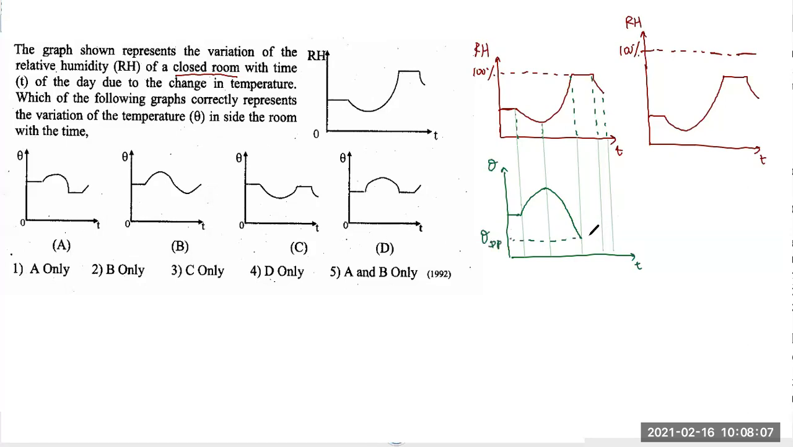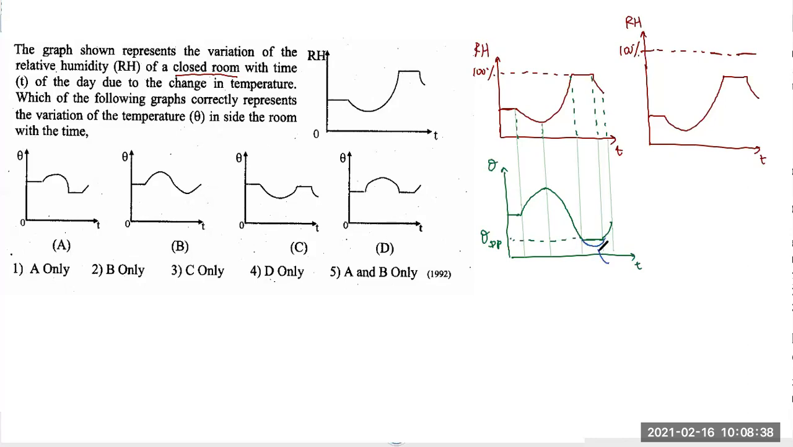Now, there are two possibilities. One, the temperature could have remained at dew point. If the temperature remains at dew point, RH will remain at 100, and after that, RH is reducing, so temperature is definitely increasing. And there's another possibility, that is this. I will draw with the same color. This is also possible. Tell me if you can agree with this part. Now I'll draw it in a different color. This part is also possible.